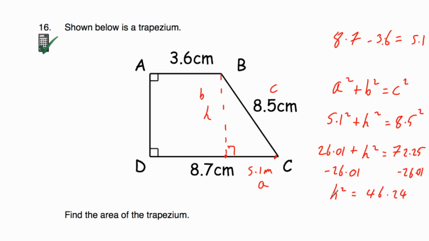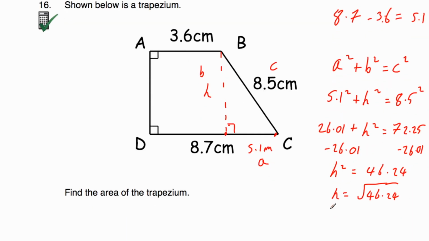Now we don't want h squared, we want to find out what h is, so we want to get rid of the squared. We're going to do the inverse, which is square root both sides. So h is equal to the square root of 46.24. And if we press the square root on our calculator and then answer, that's equal to 6.8. So that means h is equal to 6.8 centimeters. So the height of this trapezium is 6.8 centimeters.